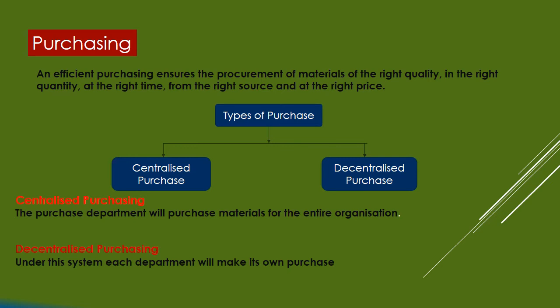When a purchase department purchases materials for the entire organization, it is centralized purchasing. The purchase department will purchase the materials for all the departments in the entire organization. In the decentralized purchasing, each department will make its own purchases. Departments will purchase their requirements, and then it is a decentralized purchasing.